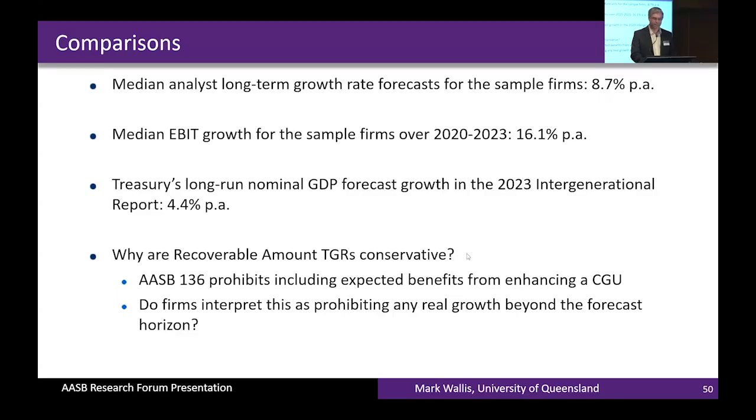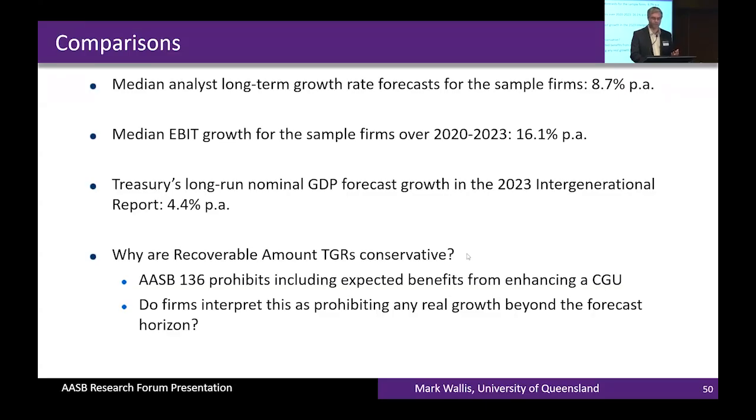I've also put the median analyst long-term growth rate forecast for the firms that have analyst coverage. It's 8.7%. I wouldn't put too much stock in that. I think they're quite optimistic equity analysts. And we've also got the median EBIT growth for these sample firms, which is quite high, probably because maybe there was a low base with COVID. So I'm curious as to why the terminal growth rate assumptions appear to me quite conservative.